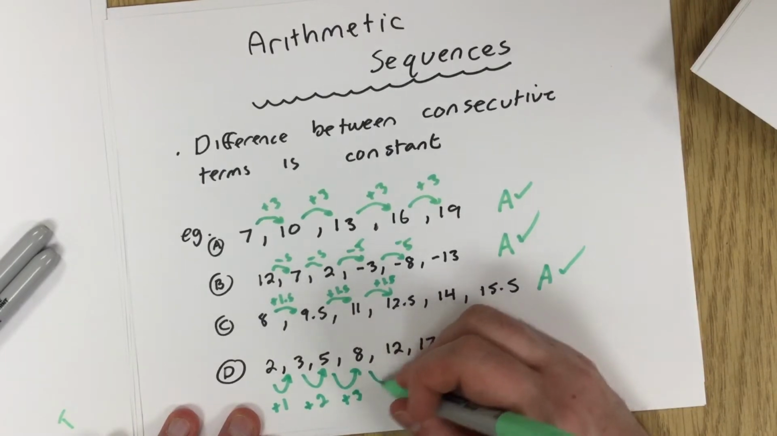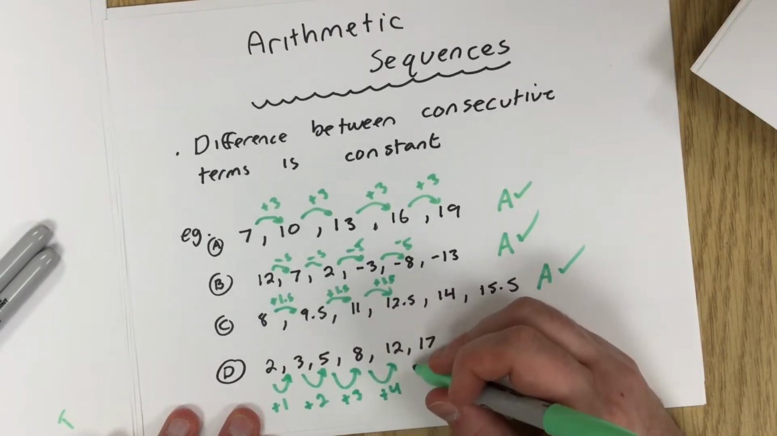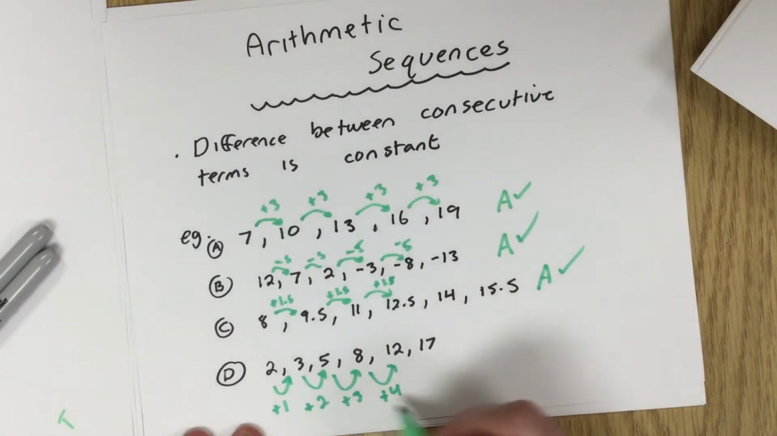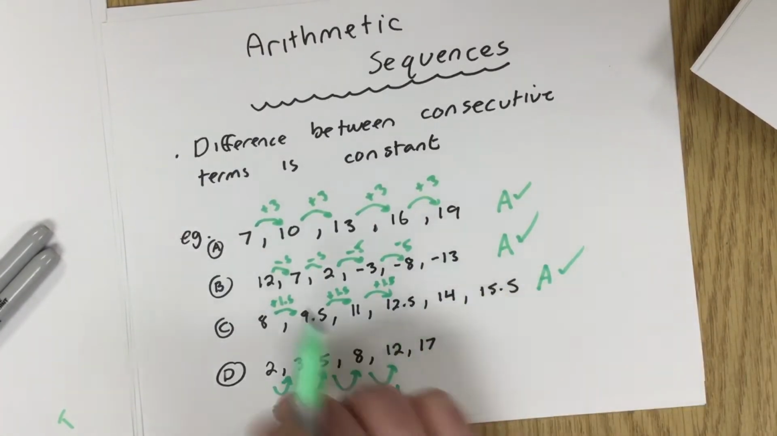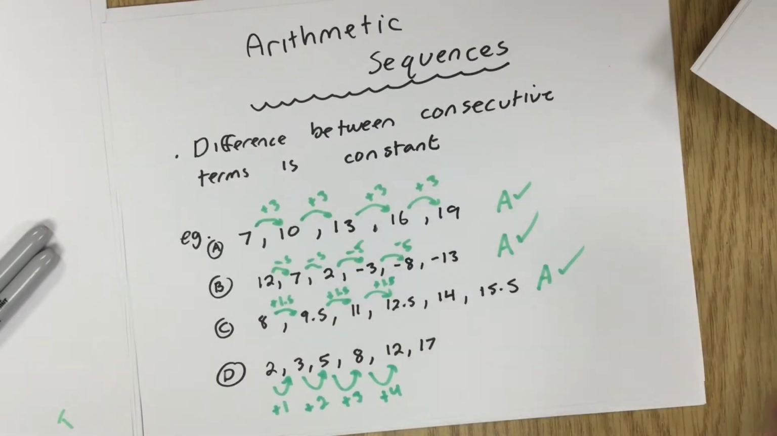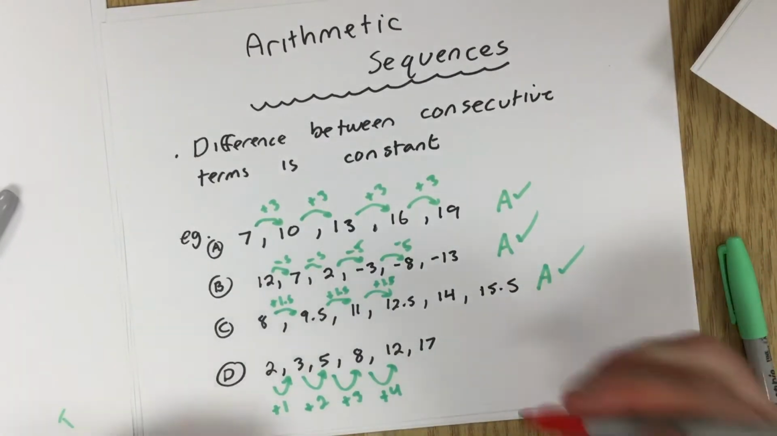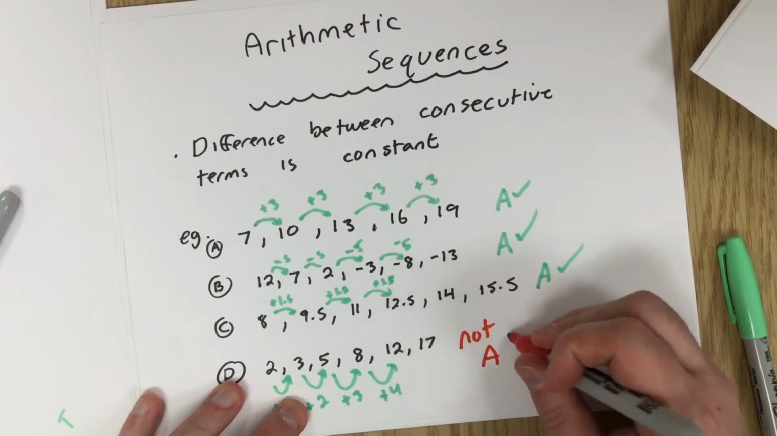This one over here, we go up by 1, and then we go up by 2, and then we go up by 3, and by 4. Is this arithmetic? You may look at those numbers and they're going up in an arithmetic way, but no, the actual difference between the terms is changing. It's not the same, so it is not arithmetic.